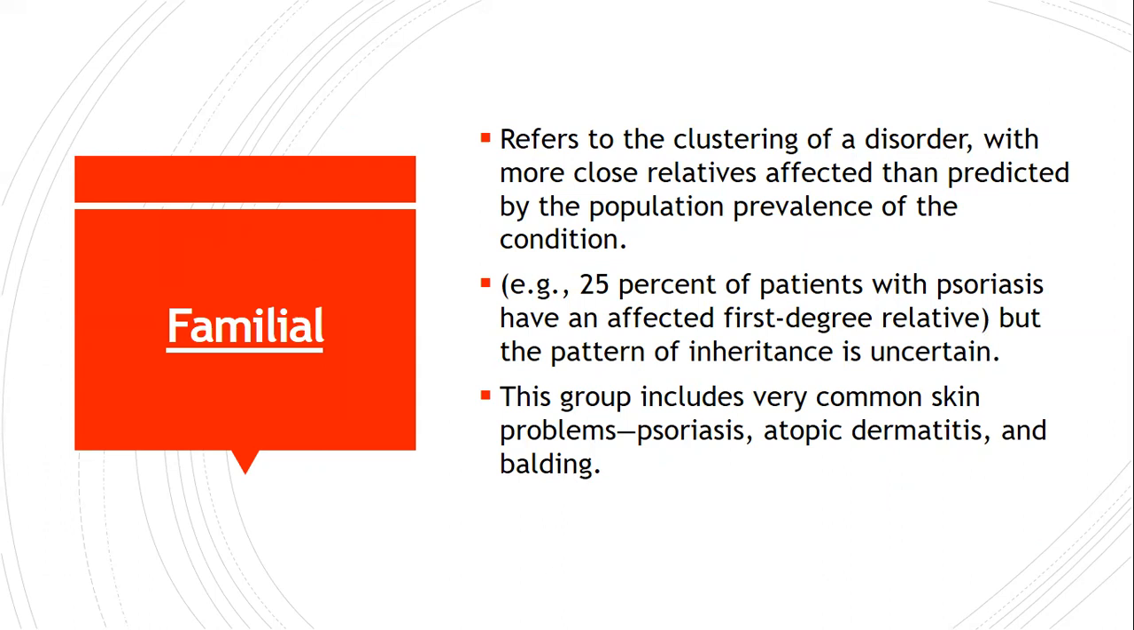So, psoriasis can be called a familial disease because there are more chances of family members being affected with psoriasis, with no particular type of inheritance. And this is also common in other dermatological diseases like atopic dermatitis and in androgenetic alopecia.